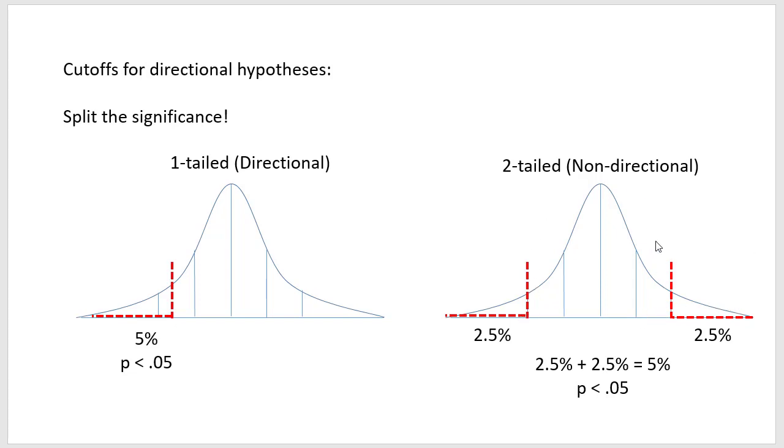So we still have a 5% cutoff, but we are going to split the significance between the two sides of the curve. So if we have a result on the left side that is significant, we still have an overall significance of 0.05, but the actual probability of getting that particular result will probably be less than 2.5%. All we're saying is that we have an overall probability of less than 0.05 that we get the result.